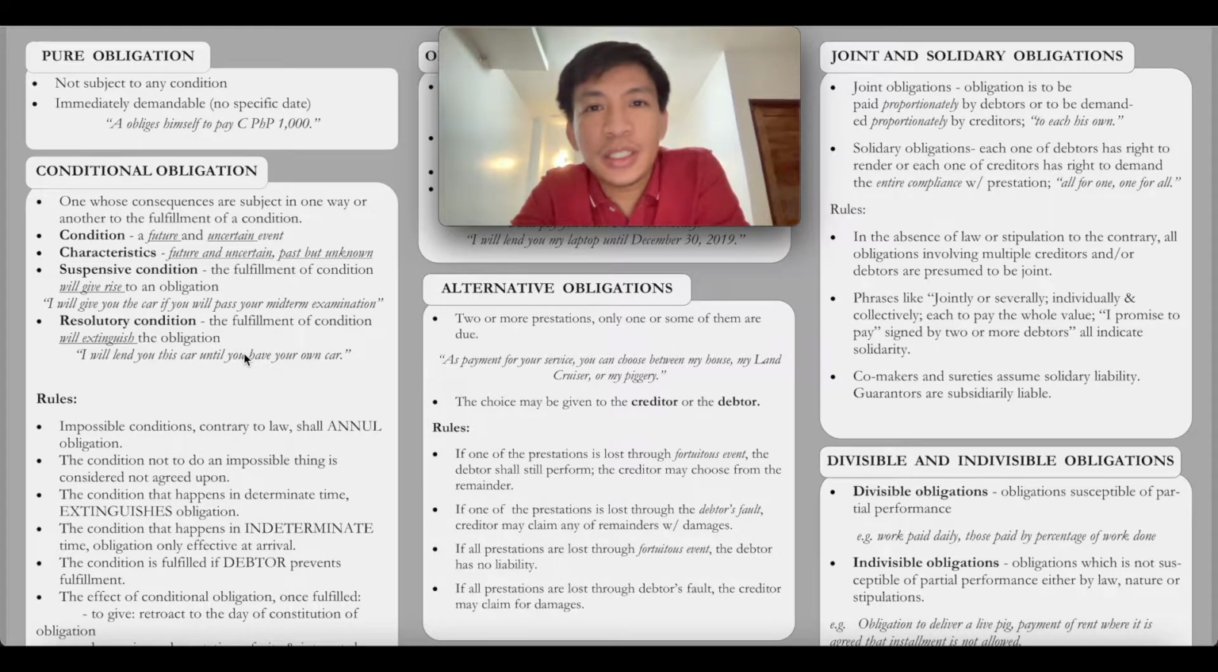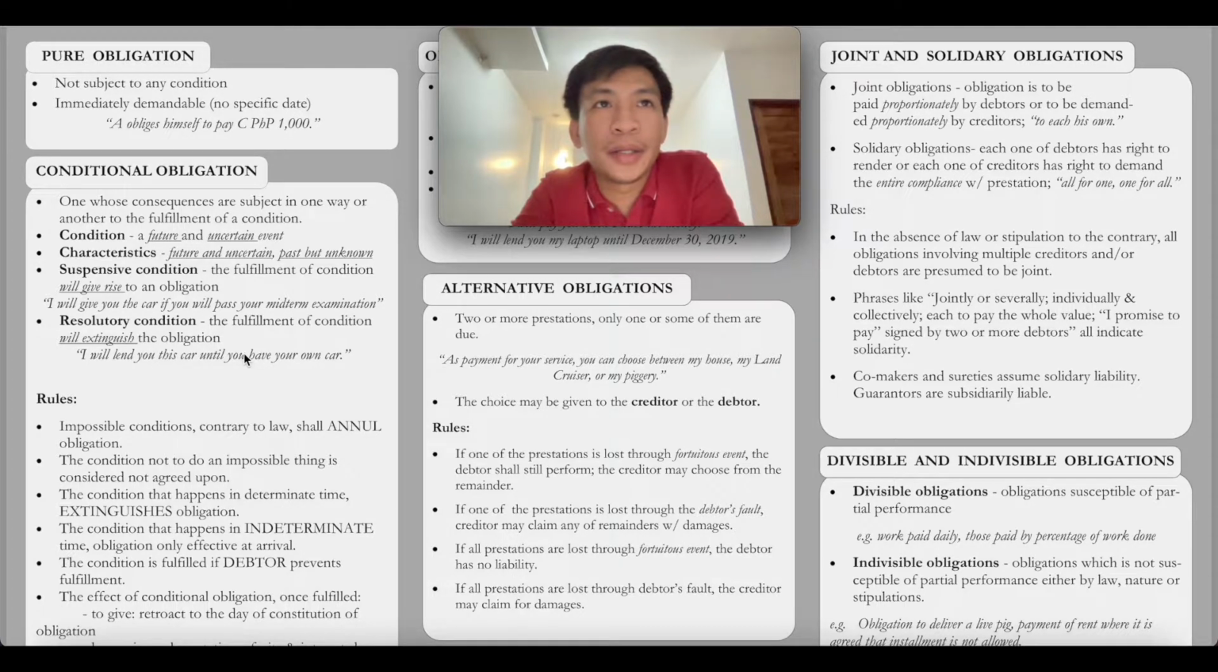Now, dumating si December 25. Natapos si December 25. Wala kang jowa by that time. So what will happen to my obligation to give you a cell phone? Mawawala na siya. May extinguish na siya. Okay? So there.